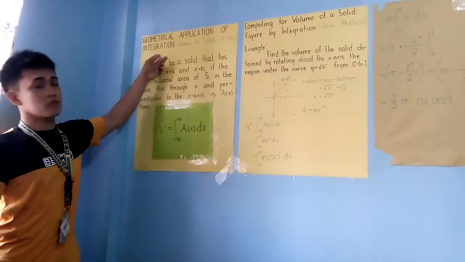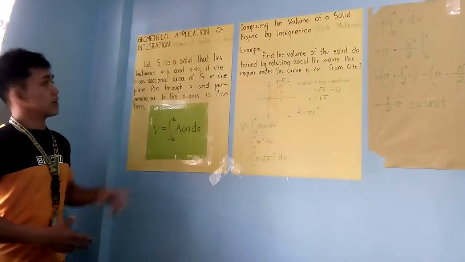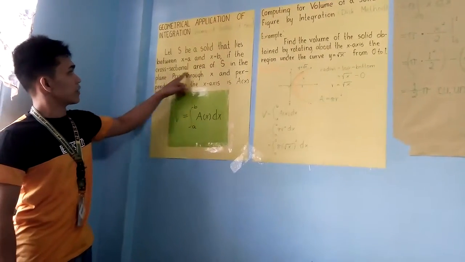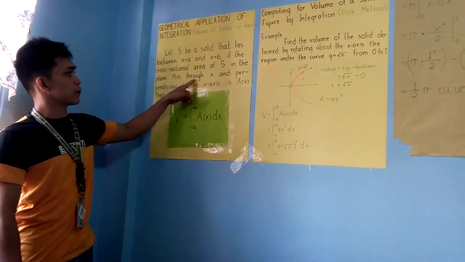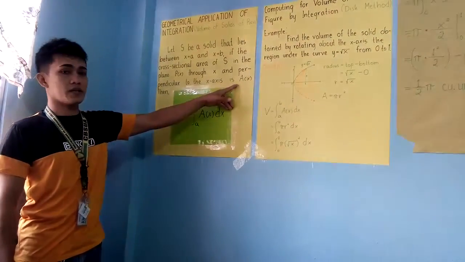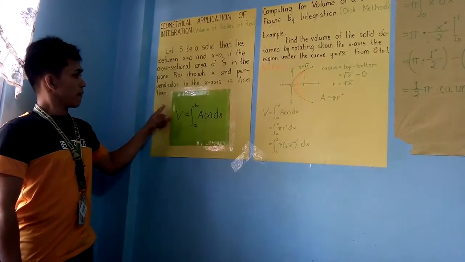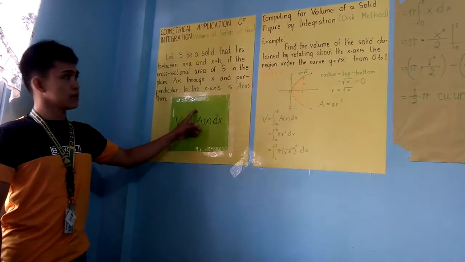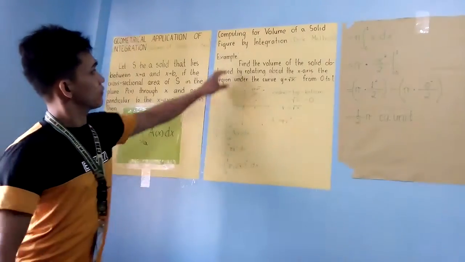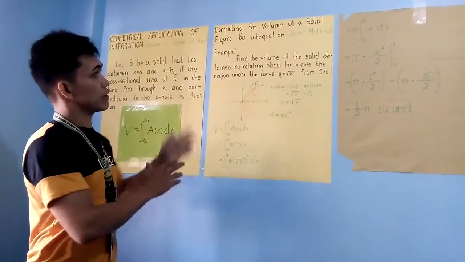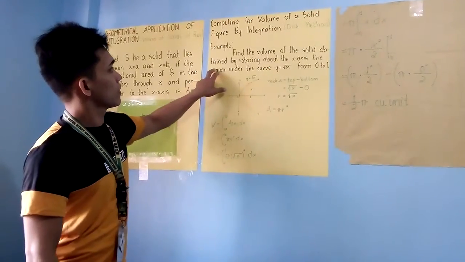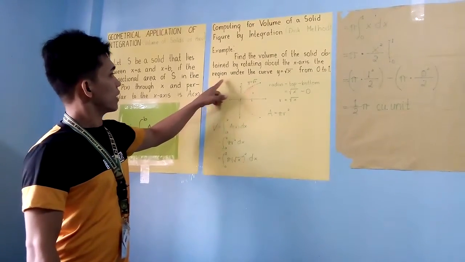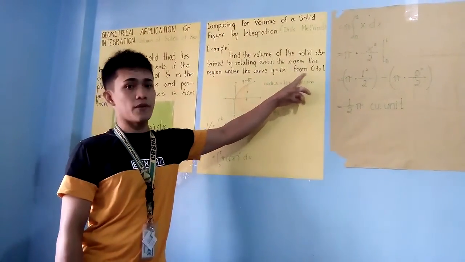Geometrical application of integration, volume of solids of revolution. Let S be a solid that lies between x equals a and x equals b. If the cross-sectional area of S in the plane P of x through x and perpendicular to the x-axis is A of x, then the volume of the solid of revolution is equal to the integration of A of x dx from a to b. Computing for the volume of a solid figure by integration, we will use first the disk method. For example, find the volume of the solid obtained by rotating about the x-axis the region under the curve y is equal to the square root of x from 0 to 1.